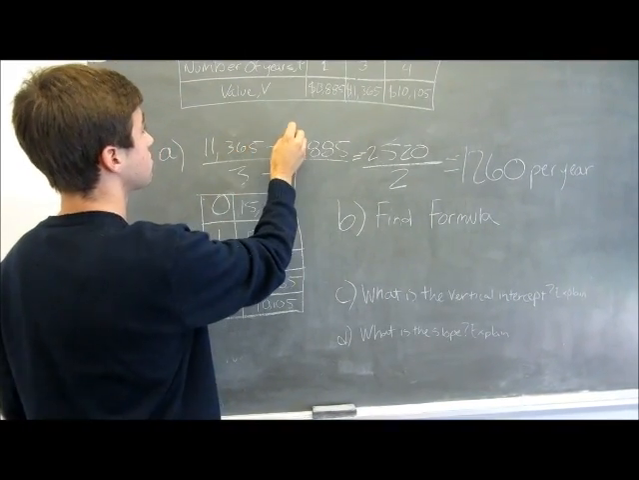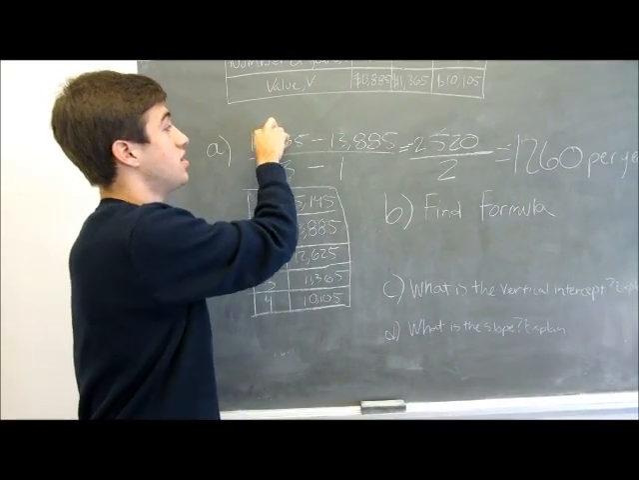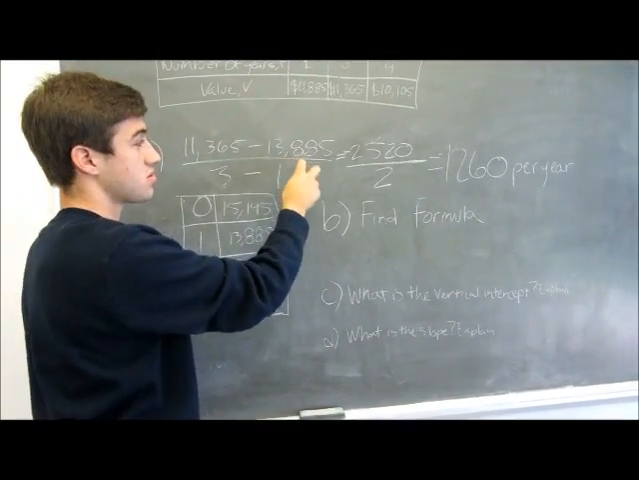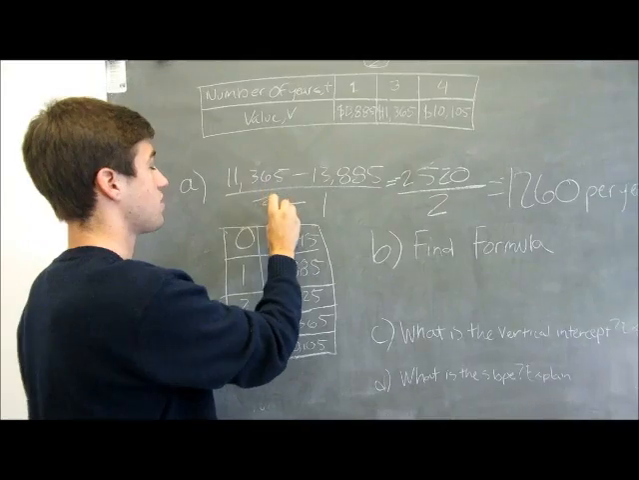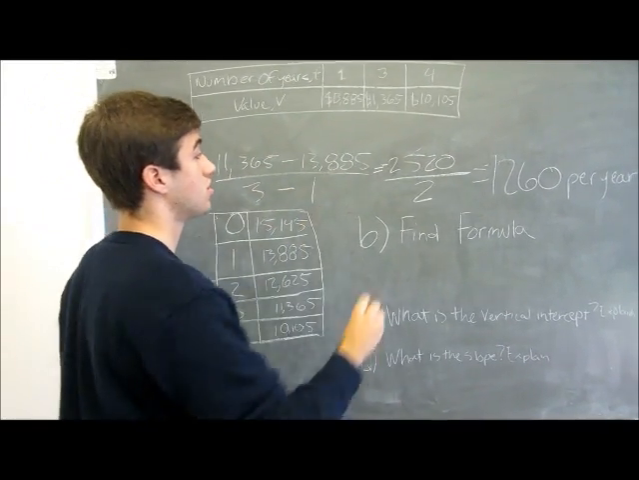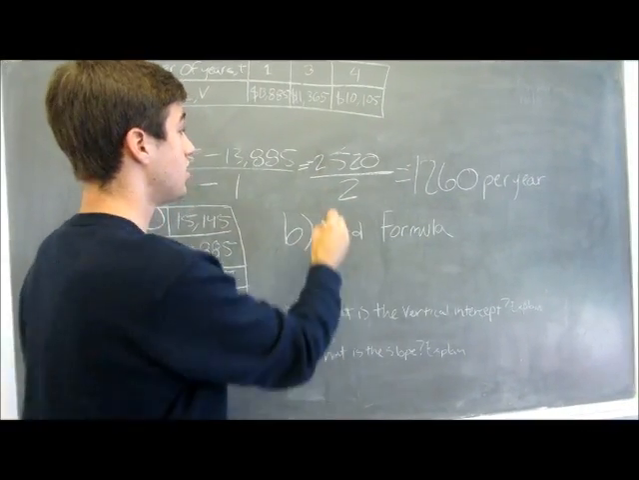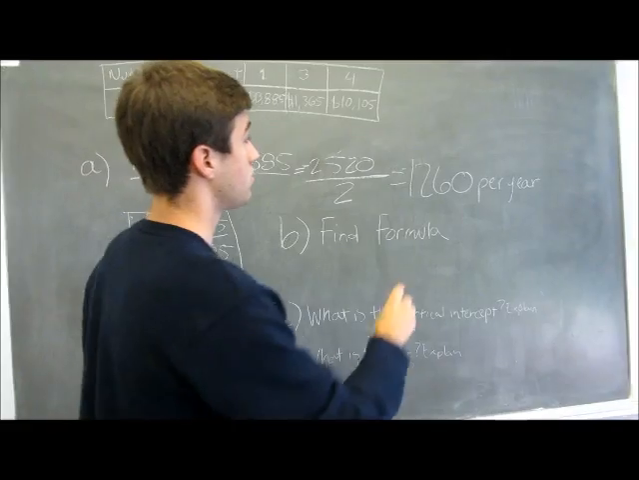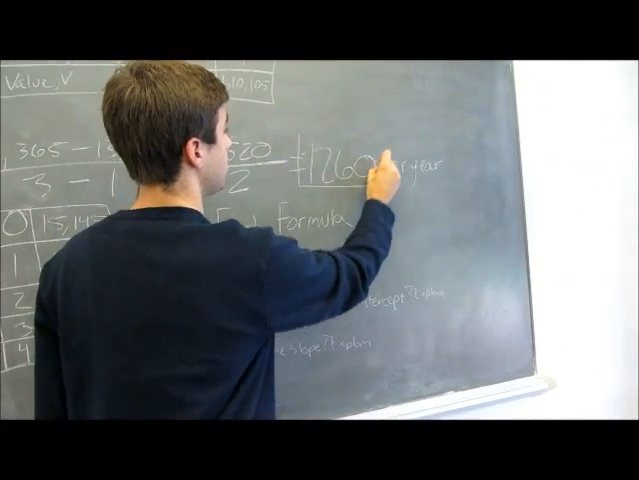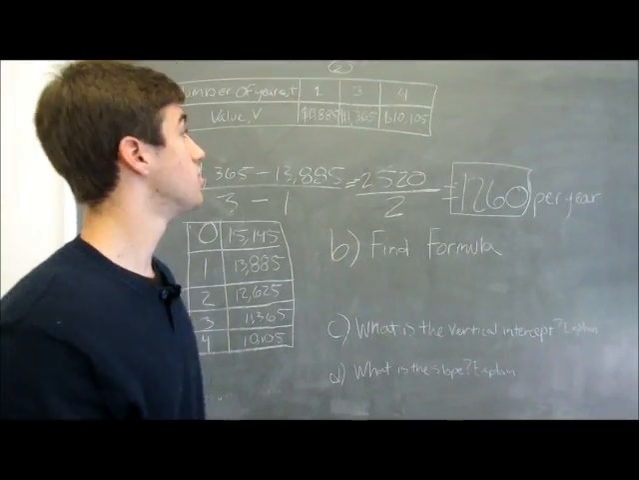So we'll take the value of the third year, which is 11,365, and then the value of the first year, which is 13,885, and subtract them and divide by the number of years also. So when we do that, we get negative 2,520, and then divided by 2, which ultimately gets us this value over here. And this is what the car is depreciating by per year.